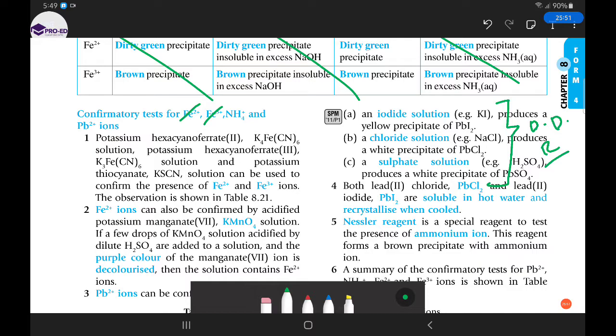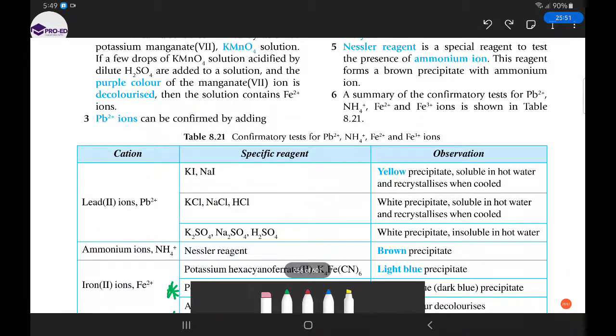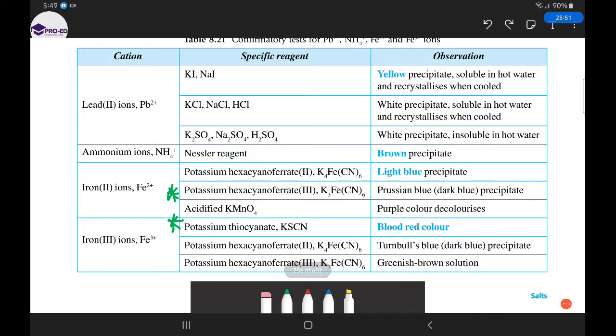In the process, it helps you identify whether lead ions are present, because lead iodide, lead chloride, and lead sulfate are all insoluble salts. And there you go, that will be the confirmatory tests for lead. Anyway, we're not done. We can go down here and see what else we can do.